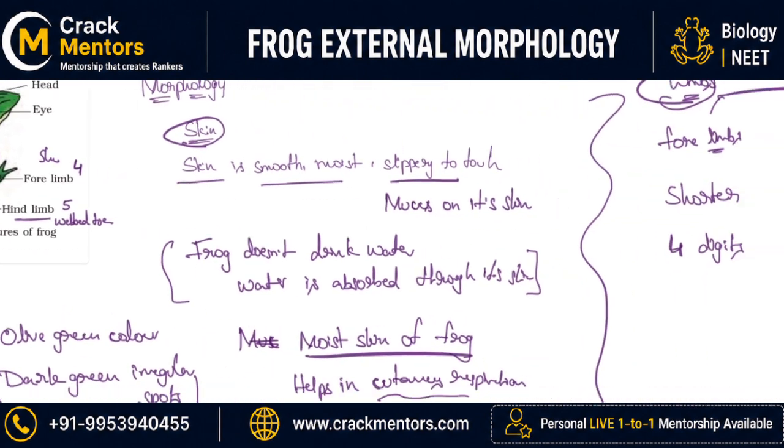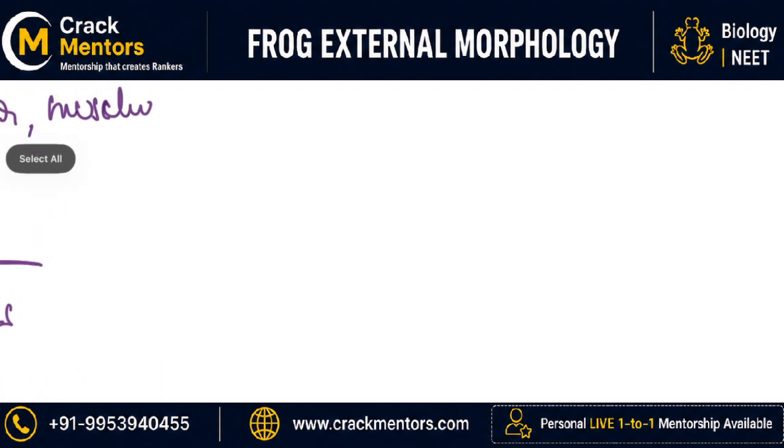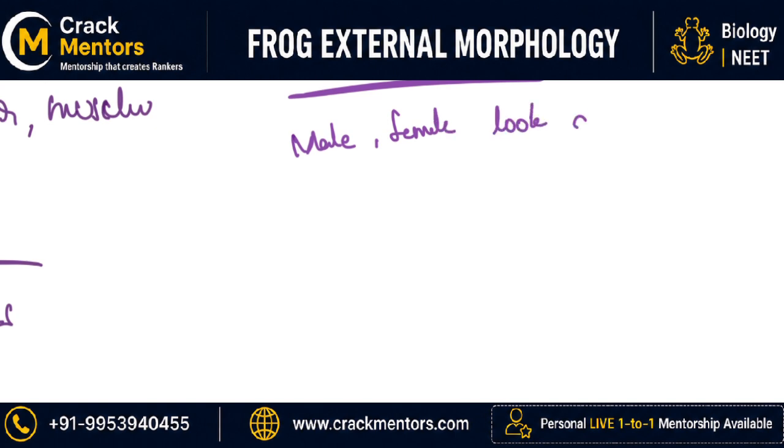Next, by seeing externally, we see the sexual dimorphism of a frog. We can comment on its sexual dimorphism. That is, the frog shows sexual dimorphism. What do you mean by that? That is, the male and female look different. Even humans show sexual dimorphism. Looking at a human, you can tell whether he is a male or female. In the same way, the frog also shows sexual dimorphism.